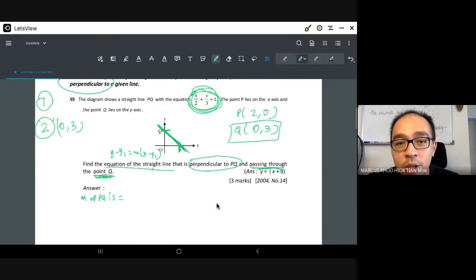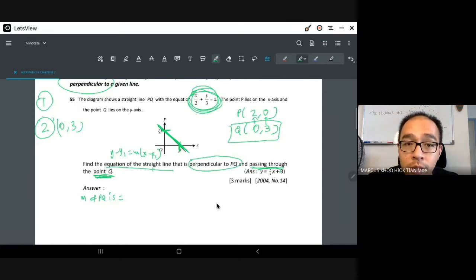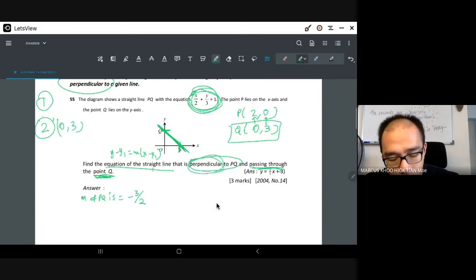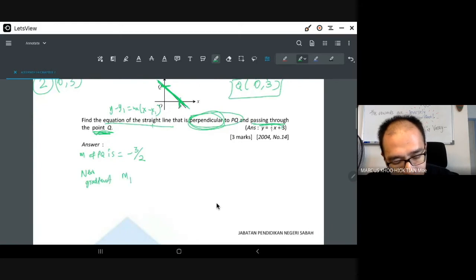The gradient can be negative b over a, or we can use y2 minus y1 over x2 minus x1: 3 minus 0 over 0 minus 2. So how much would the answer be? Negative 3 over 2. But the line that we want is perpendicular, so it cannot be negative 3 over 2. We have to do one extra step. The new gradient, m1, is equal to negative 1 over negative 3 over 2.